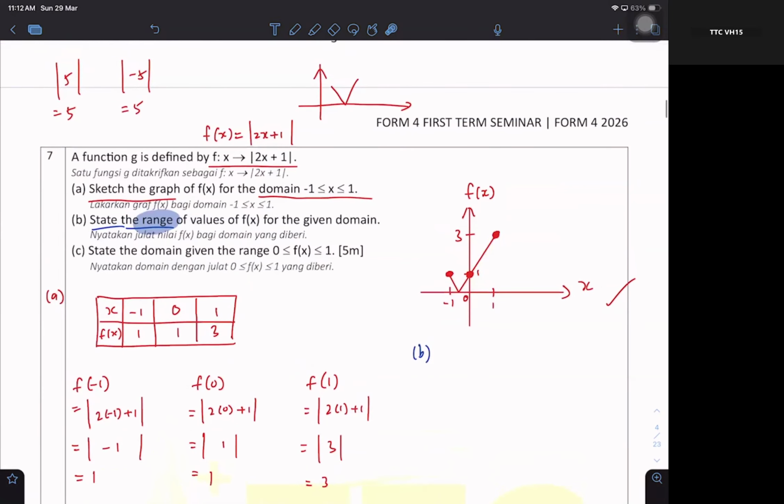Yeah, because a modulus graph is always this V shape. So you should use a ruler. The line is straight. But then no need to draw on graph paper. You just draw on the empty space.